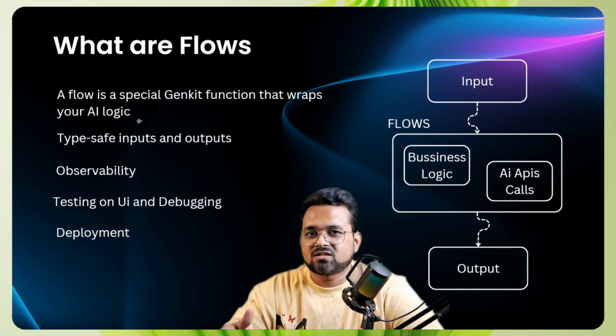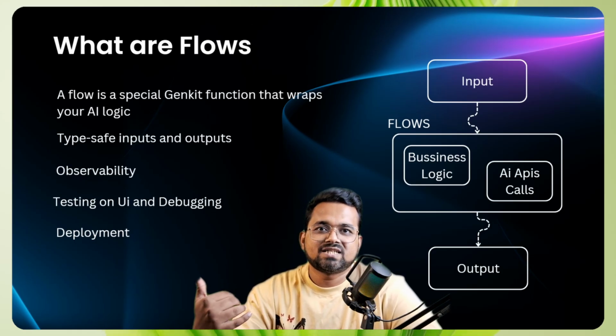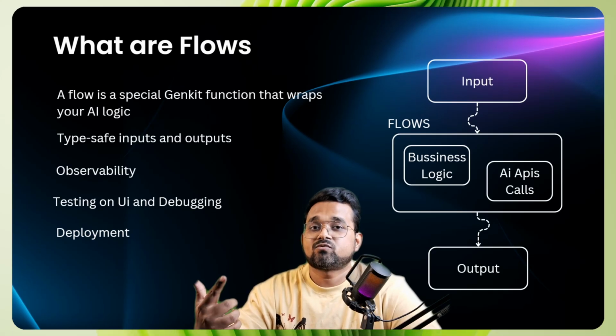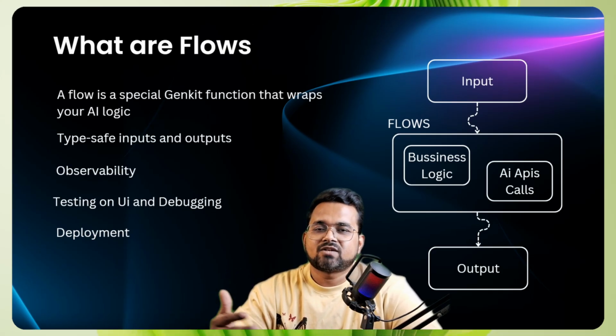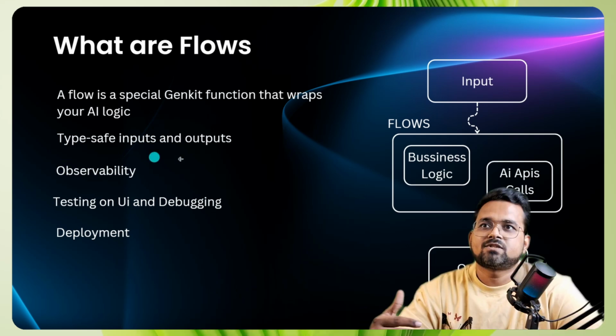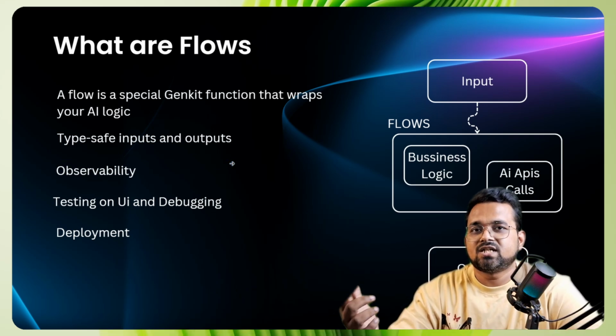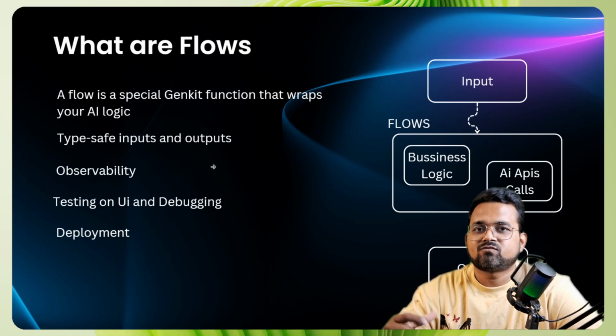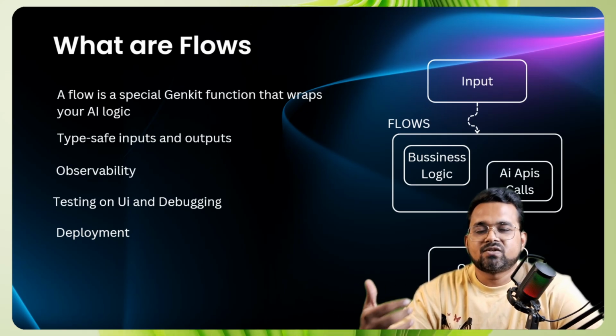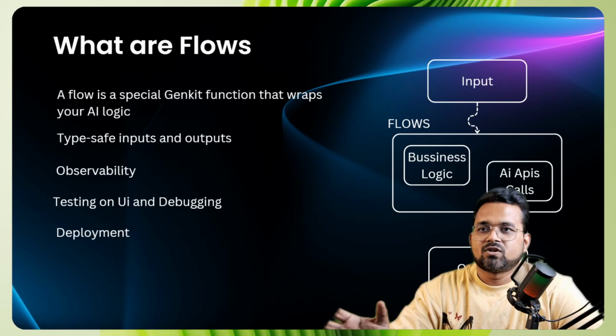If you implement something outside a flow, you will not see the logs on the developer UI provided by Genkit, but you can still log on the Google Cloud console, but it will not be available via Genkit. Types of input and output: we just saw we implemented an input schema and output schema. That means whatever input and output is sent will be in a fixed format. If a different format is sent, it will throw an error.